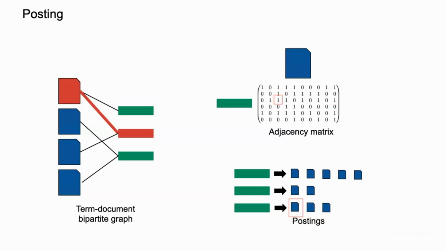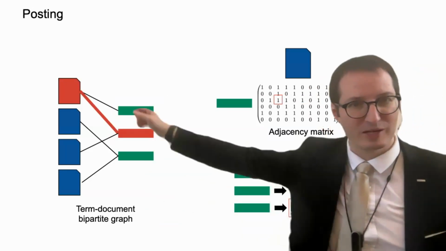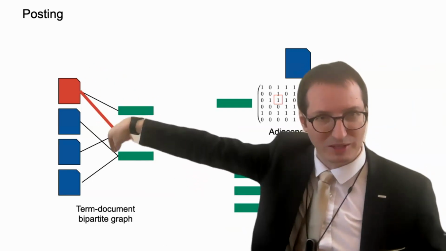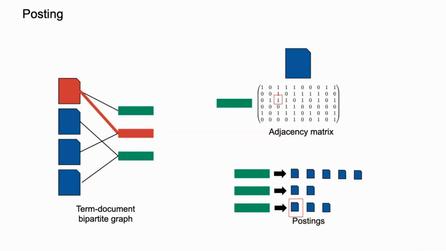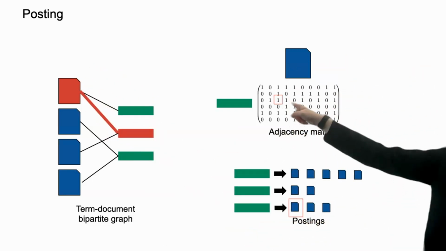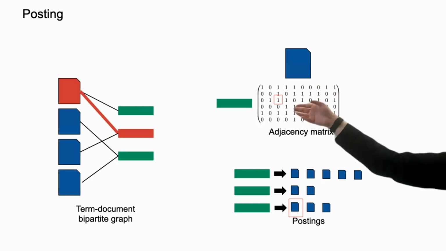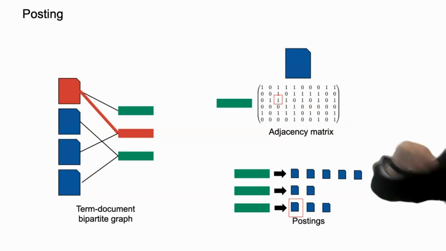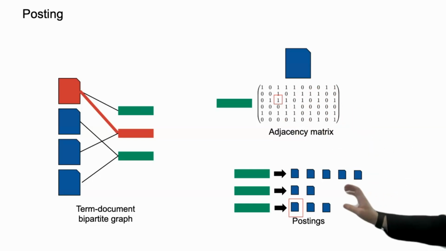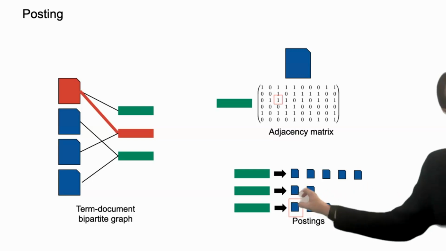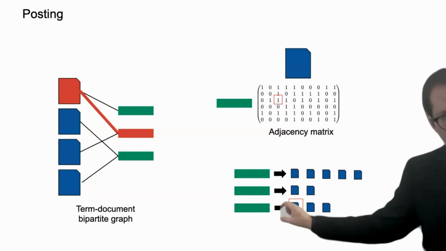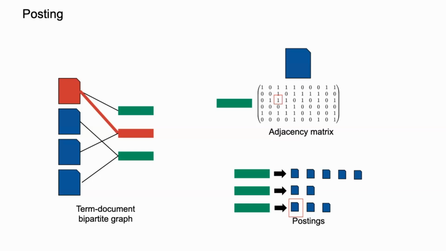And then finally, a posting is a pair term, document. So in the graph, that would be an edge, basically, between a document and a term. In the adjacency matrix, that would be any place where there's a one. And then in the standard inverted index, that would be a very specific posting, right, for a specific term and a specific document ID. Who is with me on this?